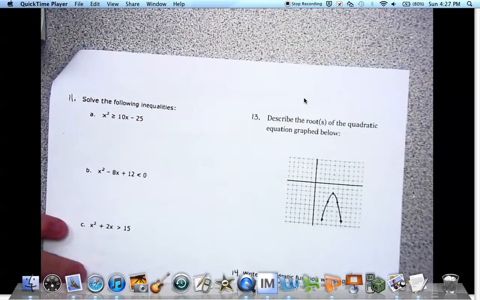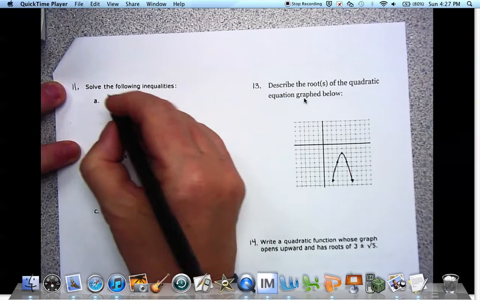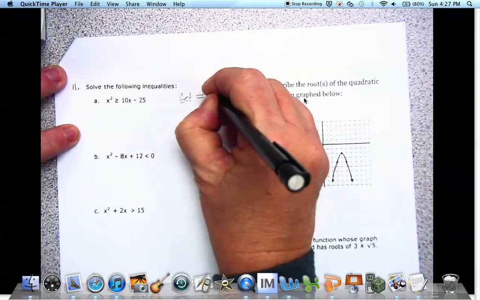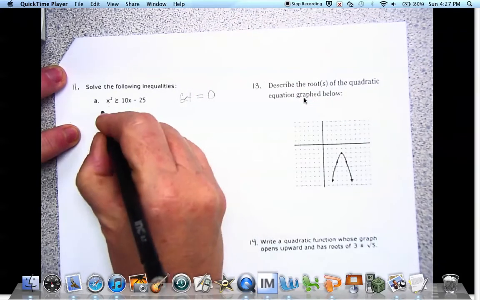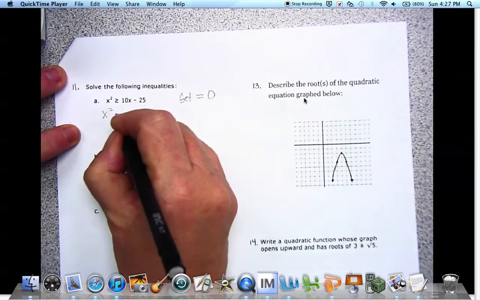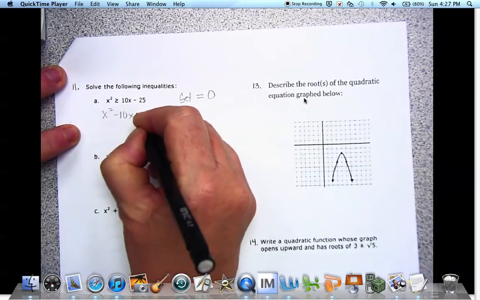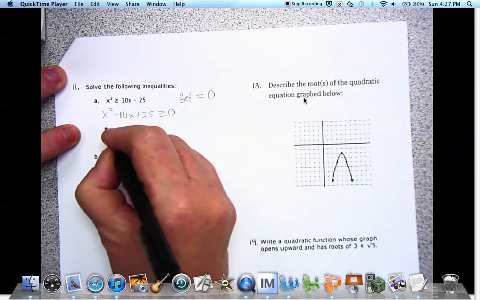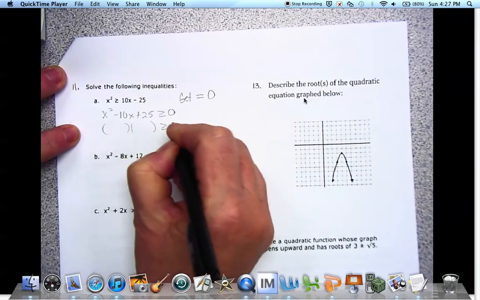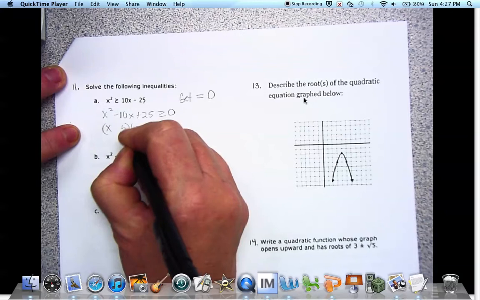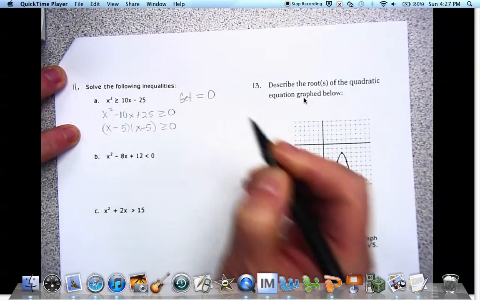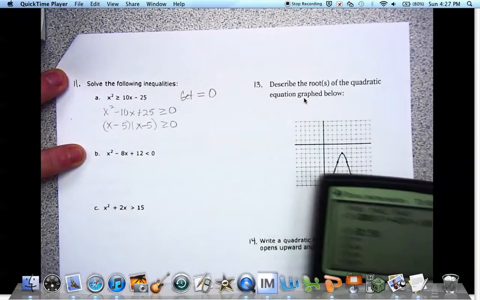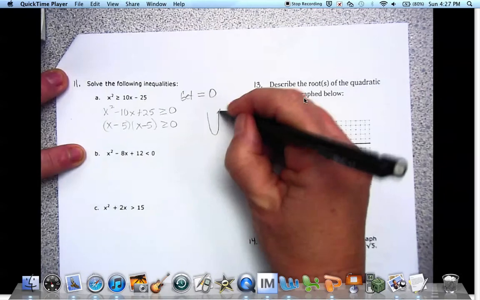Okay, number 11. Solve the following inequalities. First of all, we have to get it equal to 0. So we have x squared, we'll move this over, it'll be minus 10x, add this, plus 25 is greater than or equal to 0. Now you can do one of two things. You can factor this, x times x, and 5 times 5, minus and minus. But we still need to put this in the calculator to see when it is above or below. We need to graph it, see what it looks like.